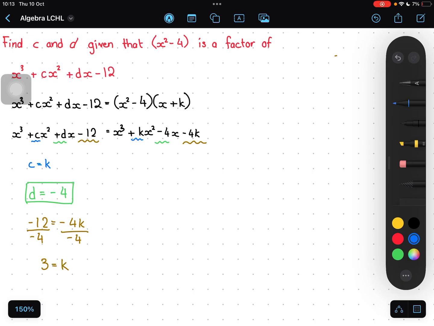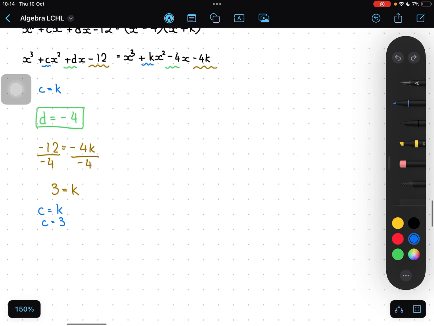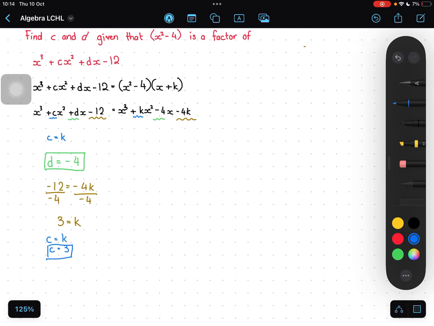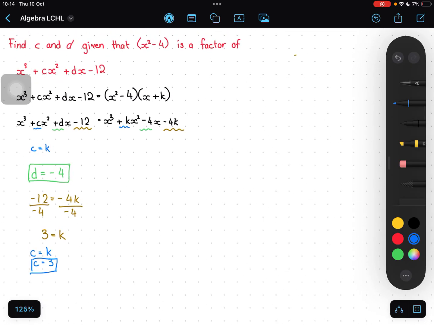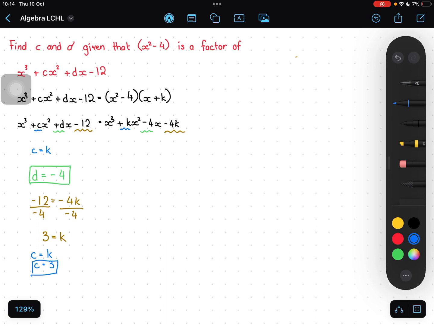So knowing that c was equal to k, now c is equal to 3. So there's another final answer for me. C is equal to 3. Let's put a box around it. So that there is my final answer for what d is and what c is.